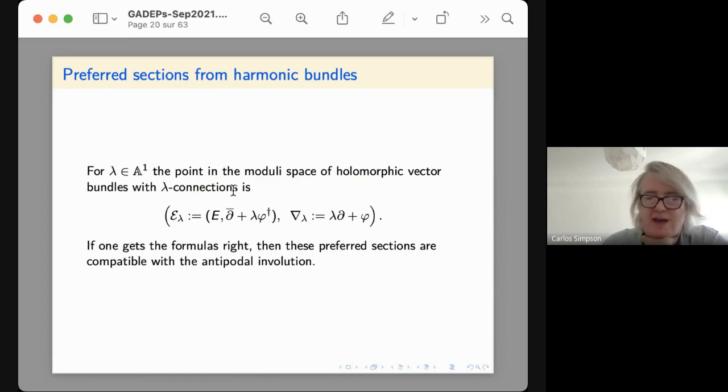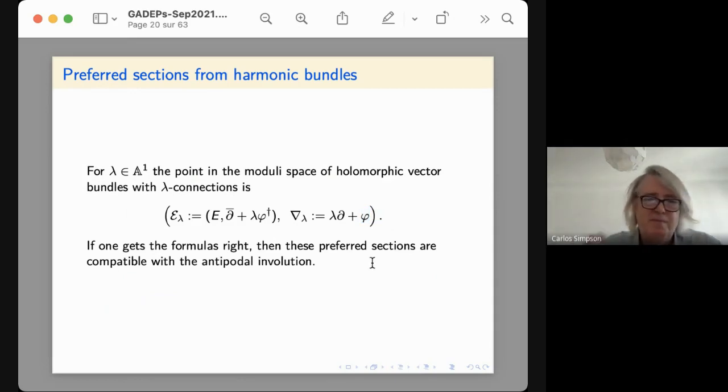Then if we have one of these harmonic bundles, we can define a point in the space of lambda connections. For any complex number lambda, we can get a holomorphic bundle. Be careful, this is not the same as just E with del bar. You take E and the holomorphic structure of del bar and twist it by adding lambda times the conjugate of phi. Then the connection is given by lambda times del plus phi. If lambda equals 0, this construction is just del bar, the holomorphic structure of the Higgs bundle, and phi, the Higgs field.